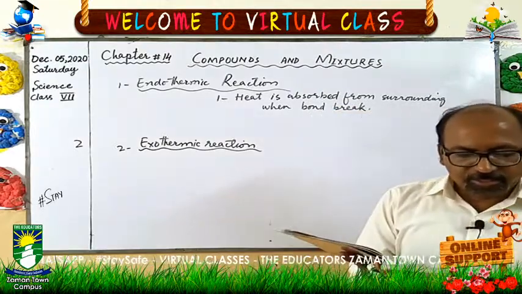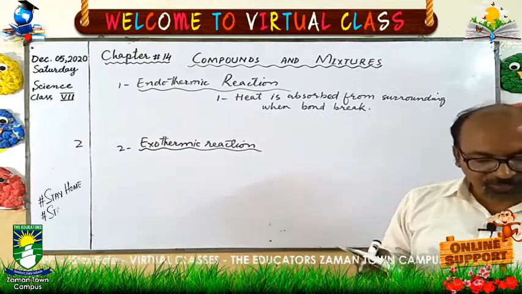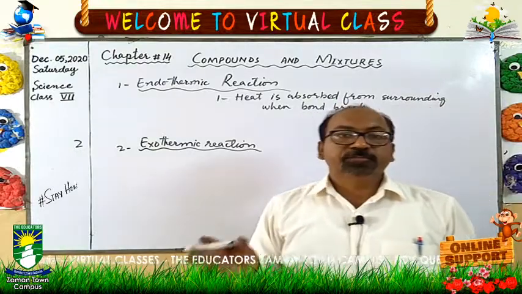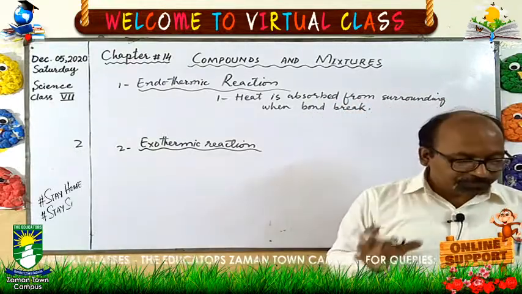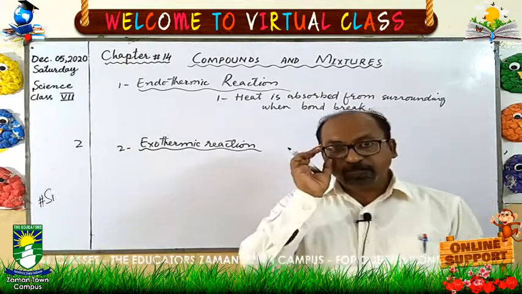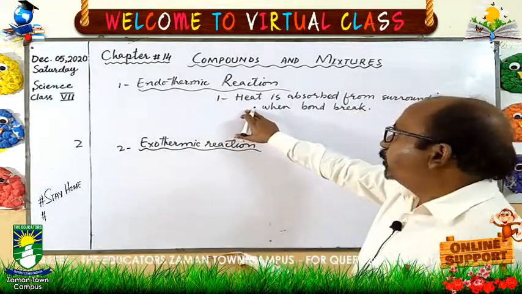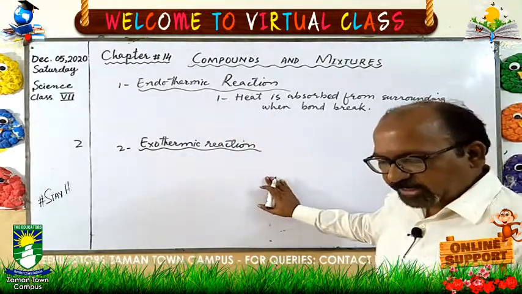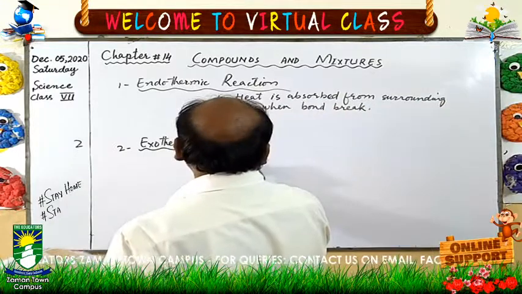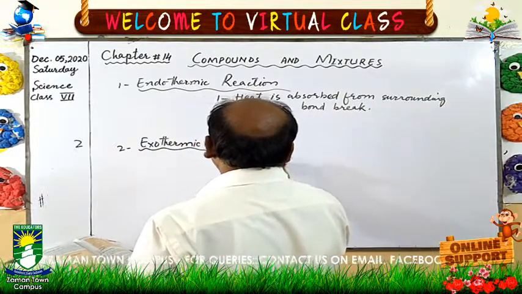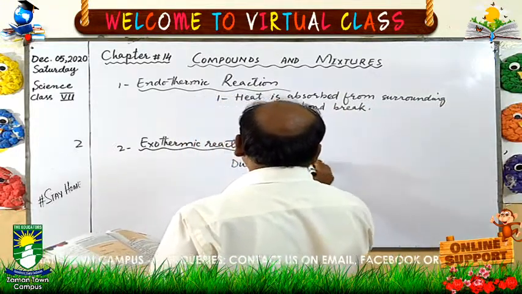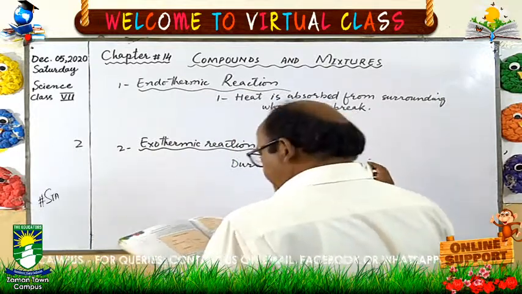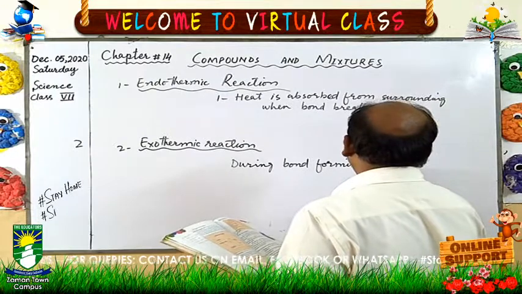The other is the exothermic reaction. When bonds are formed, they give out energy. When they are broken, they absorb energy. When they are formed, they give out energy. During bond forming, energy is given out.